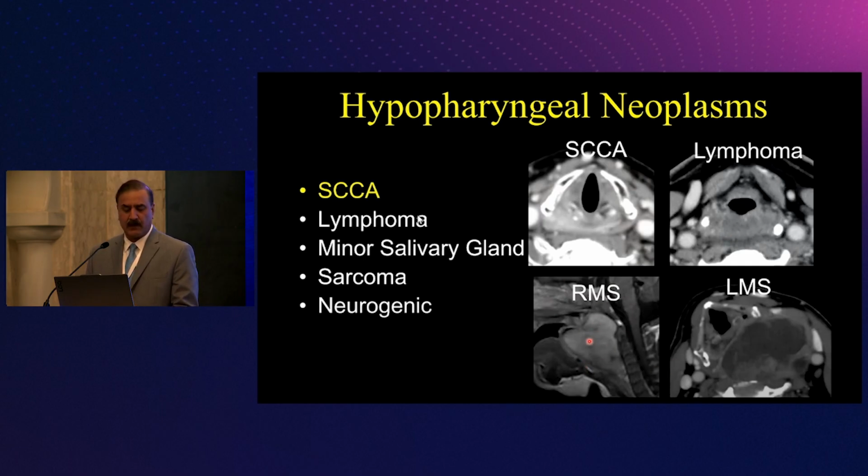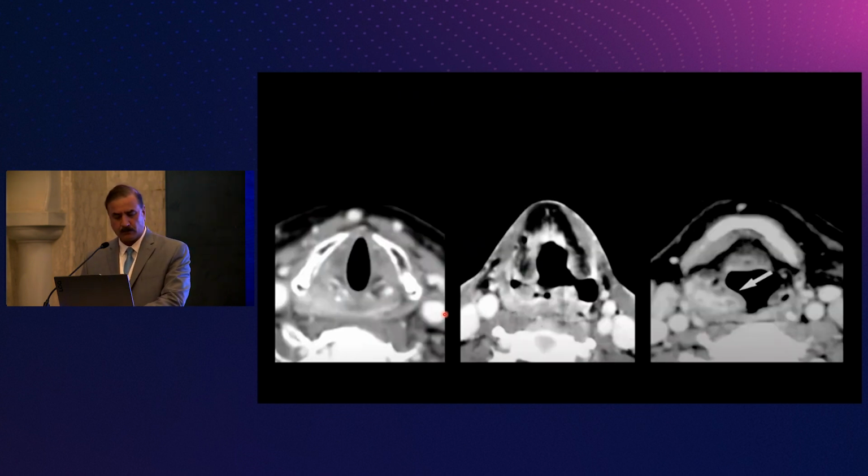This is an example of a rhabdomyosarcoma. This is an example of a leiomyosarcoma that you see in the hypopharynx. And of course, nerves are coming in and out, so you can have schwannomas also develop in the hypopharynx.